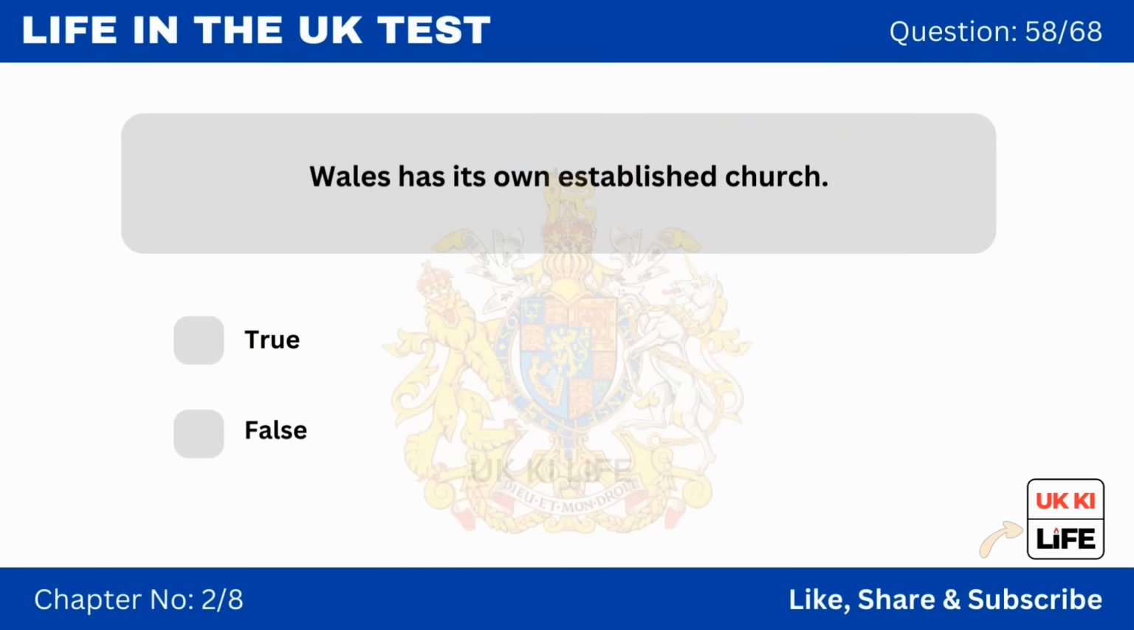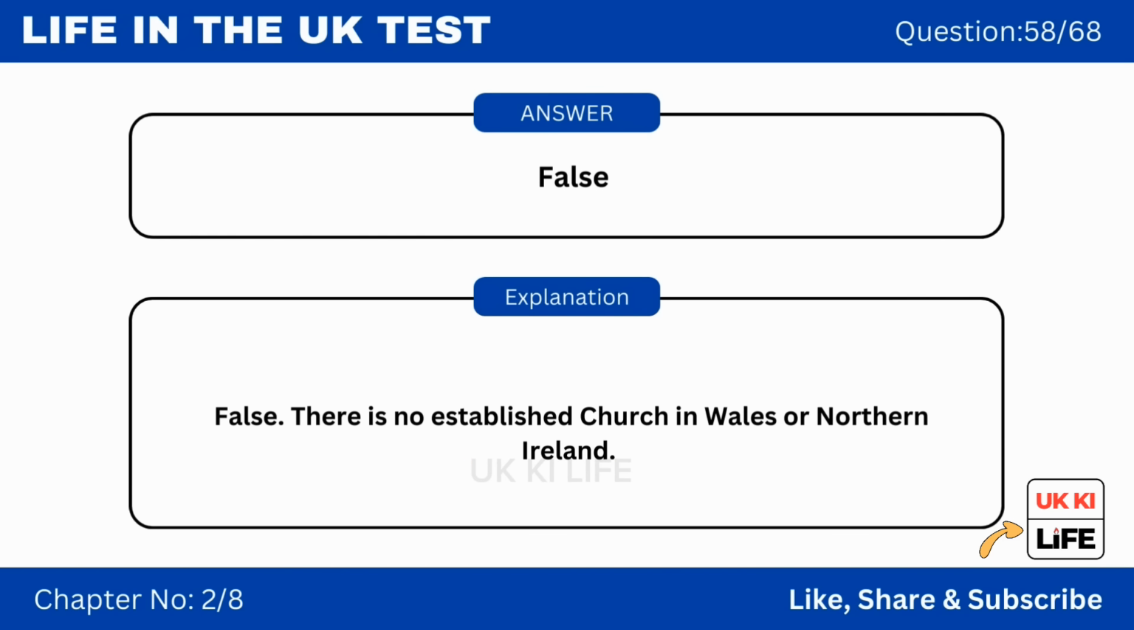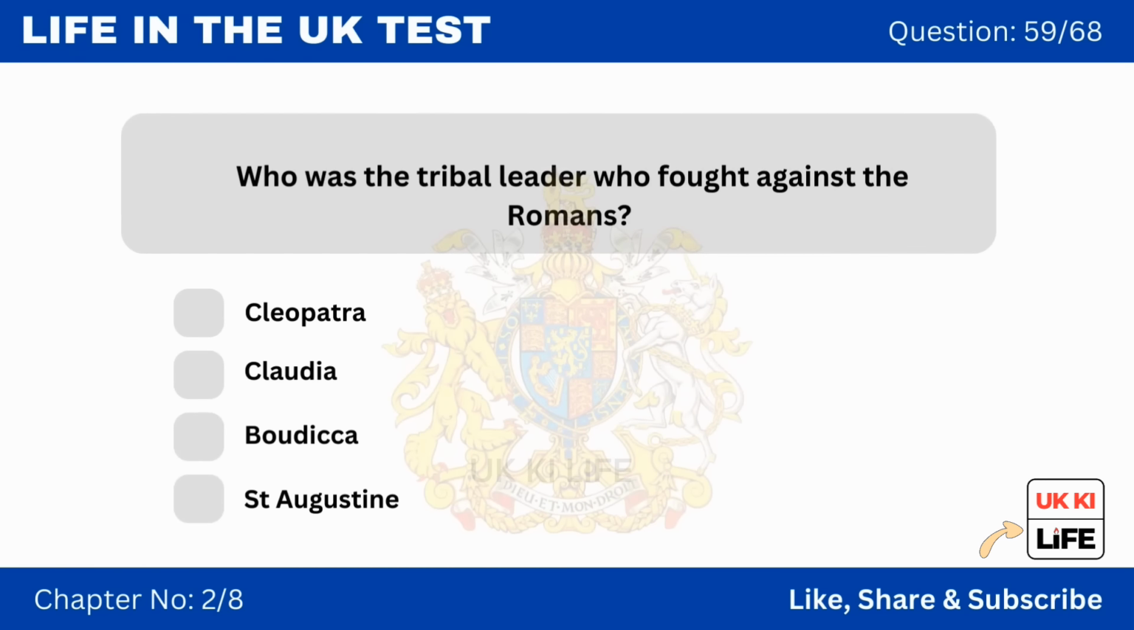The correct option is B. Explanation. False. There is no established church in Wales or Northern Ireland. Question 59. Who was the tribal leader who fought against the Romans? Cleopatra, Claudia, Boudicca, Saint Augustine.